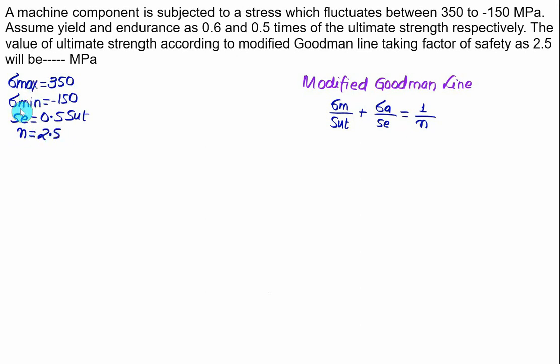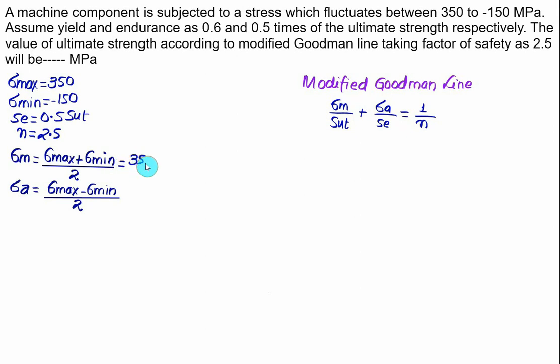So using the sigma max and sigma minimum, first we calculate here the mean stress and amplitude stress. The mean stress is maximum stress plus minimum stress, that equal to 350 plus, and minimum stress is minus 150, divided by 2. That is, we have 150 divided by 2 is equal to 75 megapascal, and the amplitude stress is sigma maximum minus sigma minimum by 2 is equal to 350 minus minus becomes plus 150, divided by 2. That is, we have 500 divided by 2 is equal to 250 megapascal.